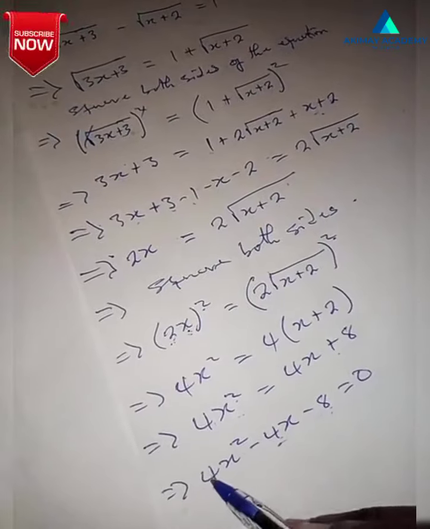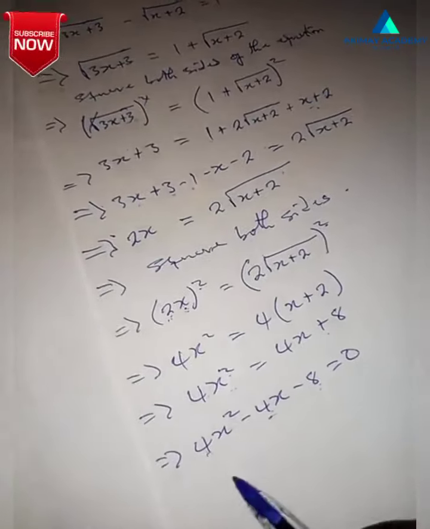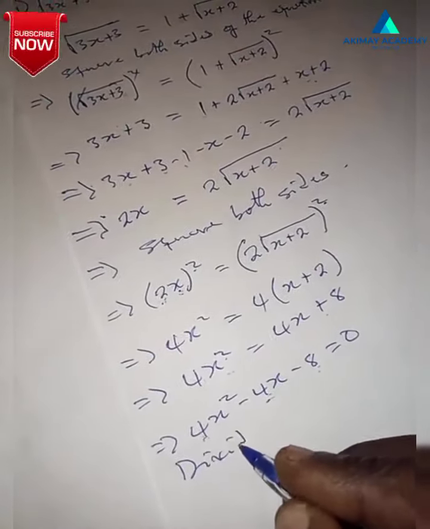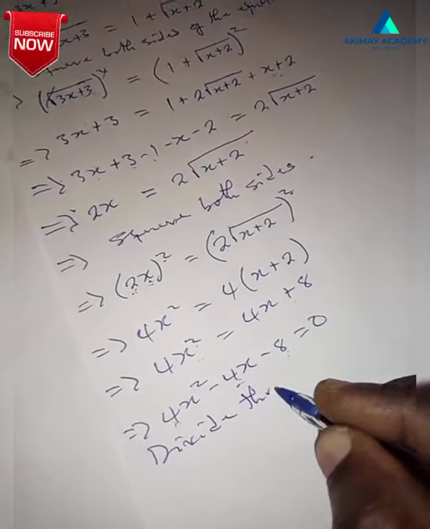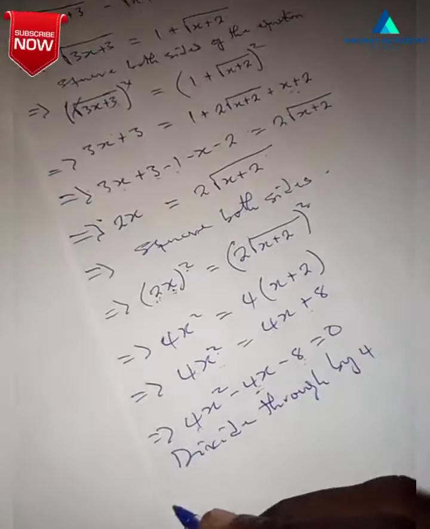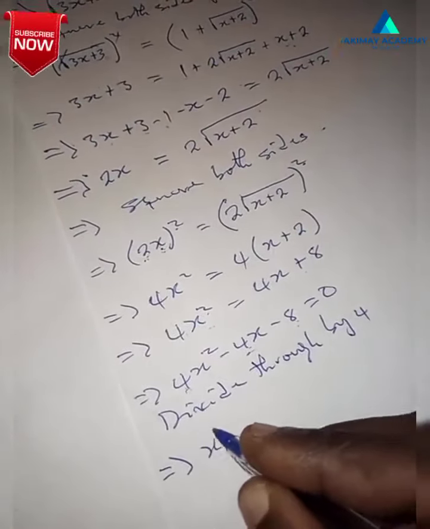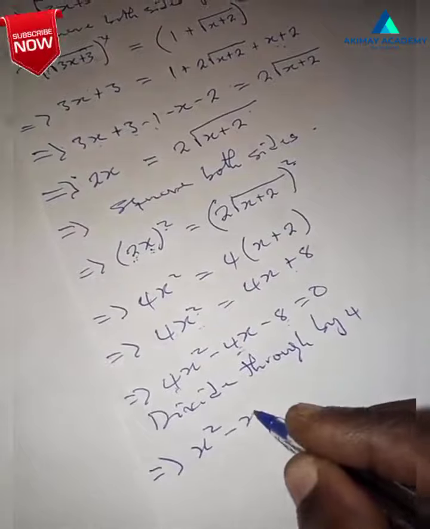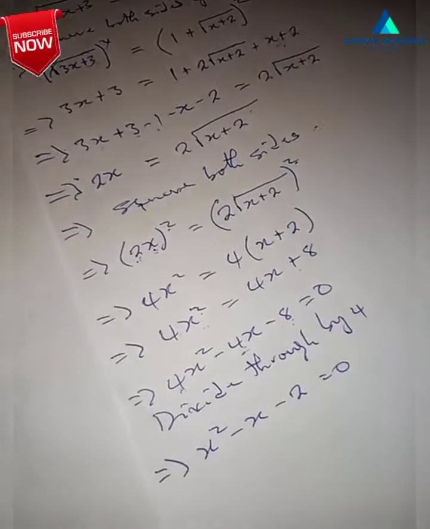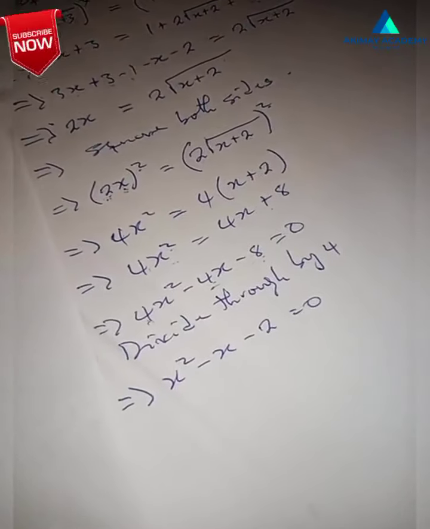You could see that 4 could be a factor, true. So we can divide through by 4, so that it will be reduced to its simplest form. So we have x squared minus x minus 2 equals 0. I hope you can see that. Good. So at this point we do the factorization.